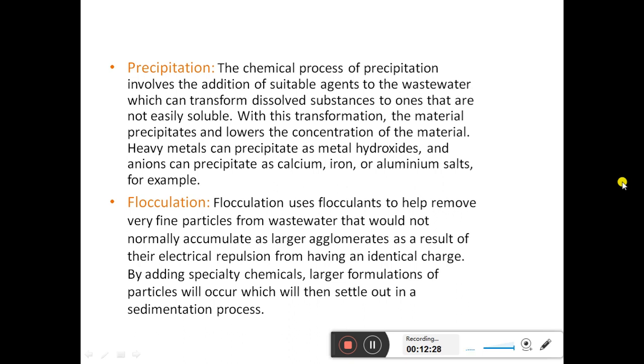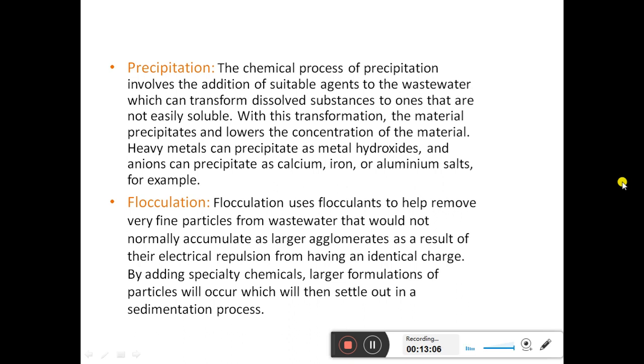Next is the precipitation. The chemical process of precipitation involves the addition of suitable agents to the wastewater which can transform the dissolved substance to one that is not easily soluble. With this transformation, the material precipitates and lowers the concentration of the material. So by this method, the heavy metals can precipitate as metal hydroxides, and anions can precipitate as calcium, iron or aluminum salts, for example.